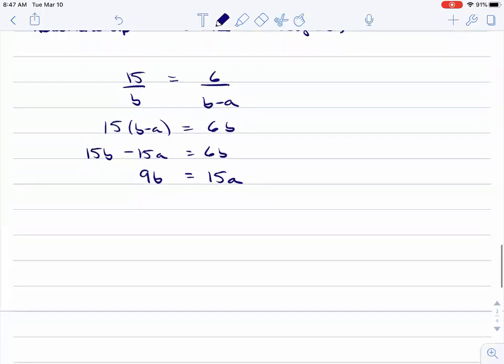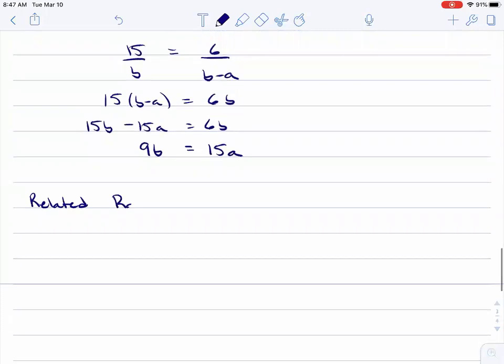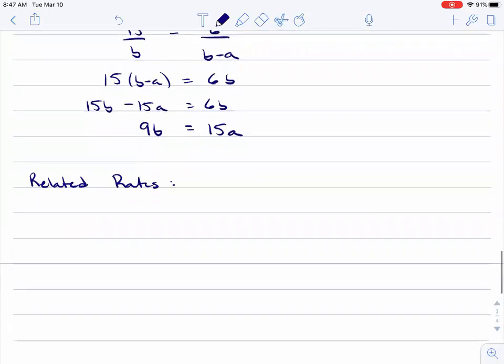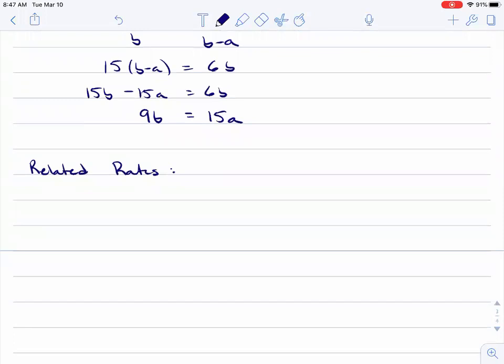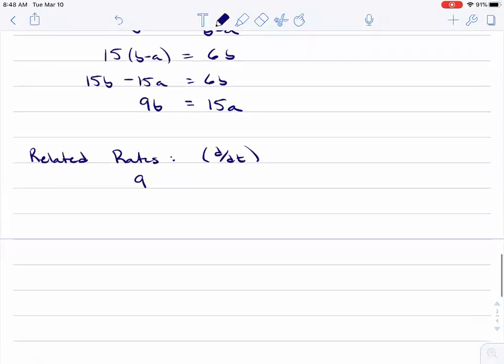And then the next step is we use the chain rule to find the related rates. Taking the derivative d dt, the derivative with respect to t on both sides, we get 9 dB dt. The derivative of 9B with respect to B is 9, but then we have to multiply it by dB dt. Same thing on the other side, we get 15 dA dt.